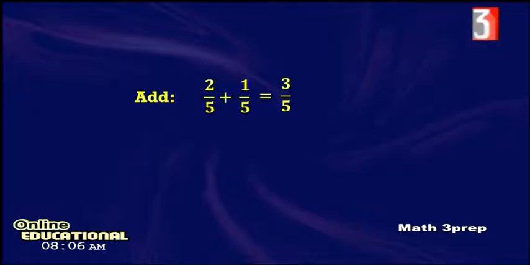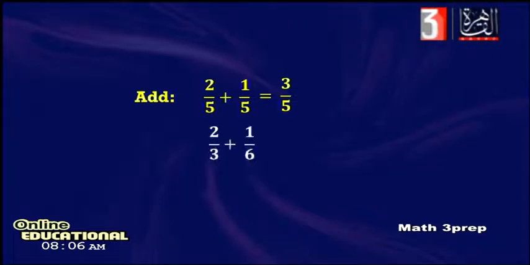Here you can add these two fractions very simple. Why? Because you have the same denominator. It means that to add two fractions, their denominators must be the same.